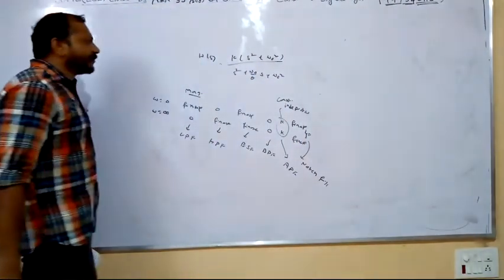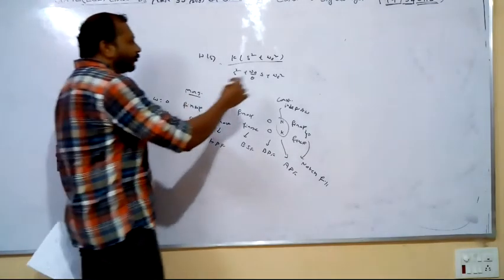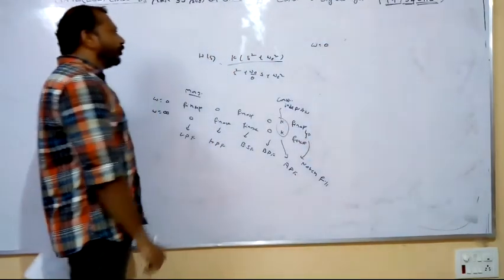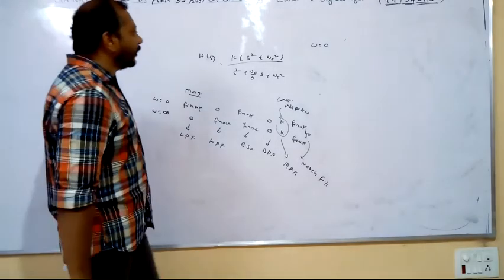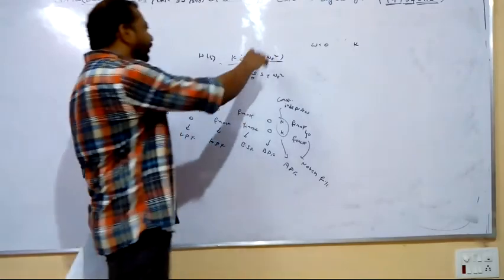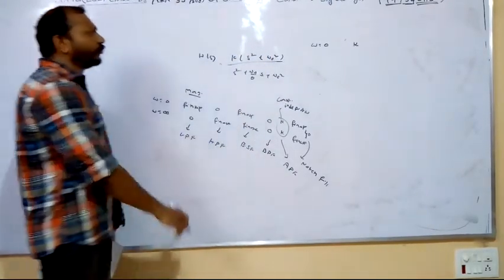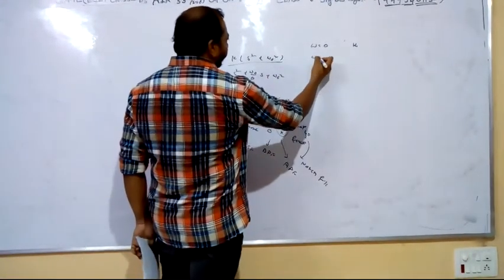Depending on this one, you have to analyze the nature of the filter. What they have given here is H(s) equal to K into something. At omega equal to 0, that is nothing but s equal to 0 only. What is this value? You will get some constant K: K into omega naught square over omega naught square. This value is equal to K.